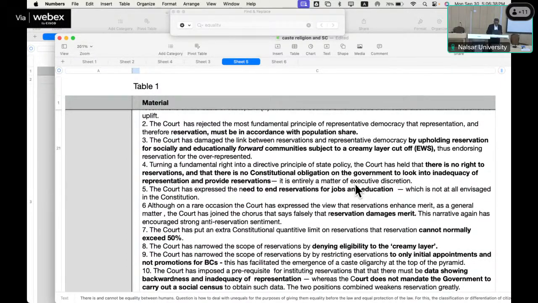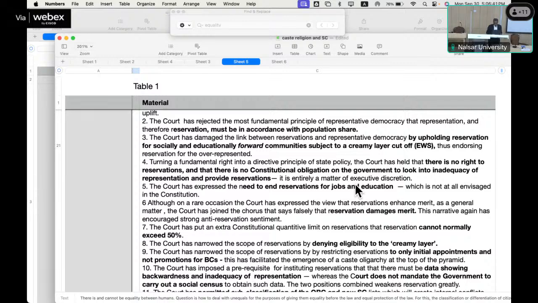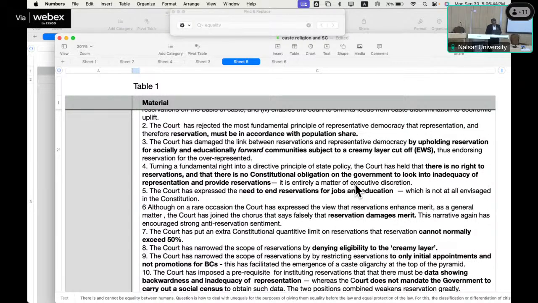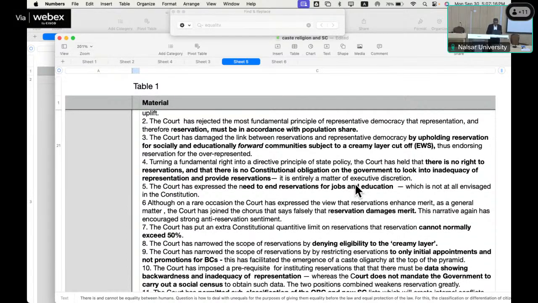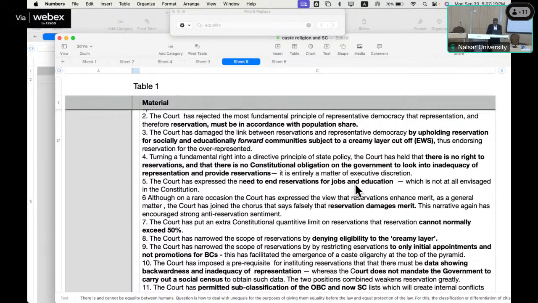The court has rejected the most fundamental principle of representative democracy demanded by Dr. Ambedkar, that representation must be in accordance with population share. That they have consciously and clearly rejected. That's again a judicial doctrine that damages democracy. The narrative of economic reasons for backwardness disconnects reservation from democracy. The rejection of population share also damages the democratic objectives of reservation.